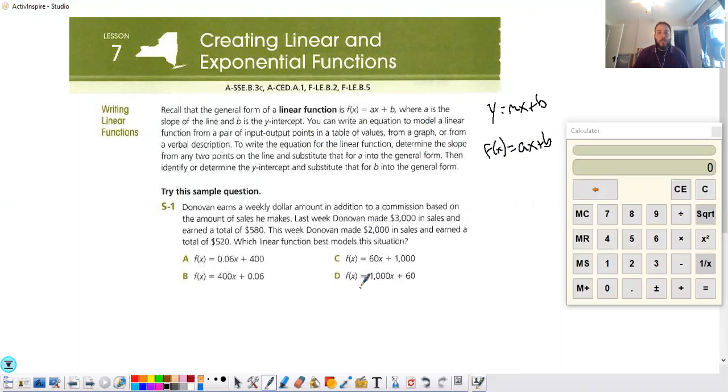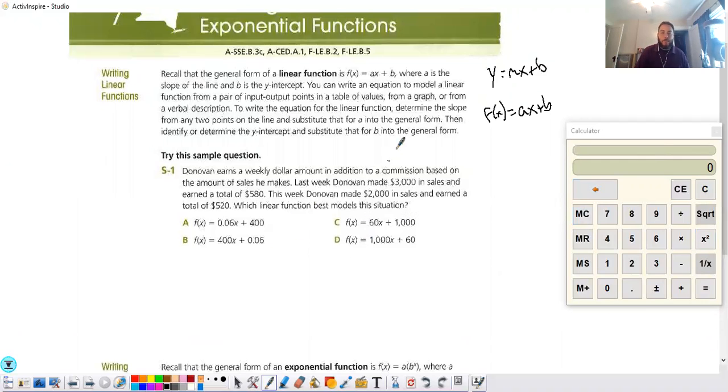To write the equation for a linear function, determine the slope from any 2 points on the line, and then substitute that in for a into the general form, then identify or determine the y-intercept and substitute that for b in the general form. A lot of big words, but just the description's not great, right? What we're doing is we're just writing equations of lines like we've always done.